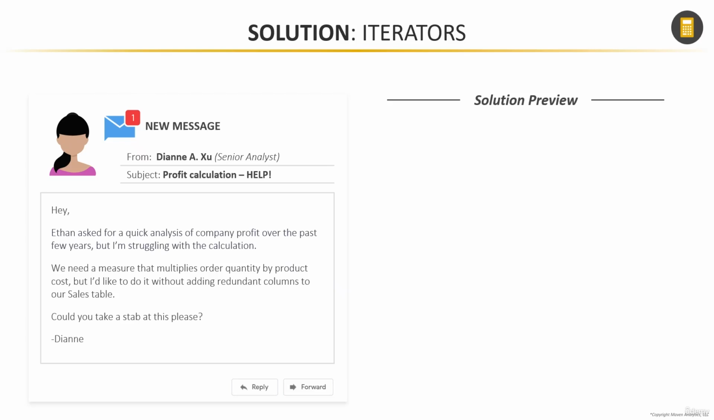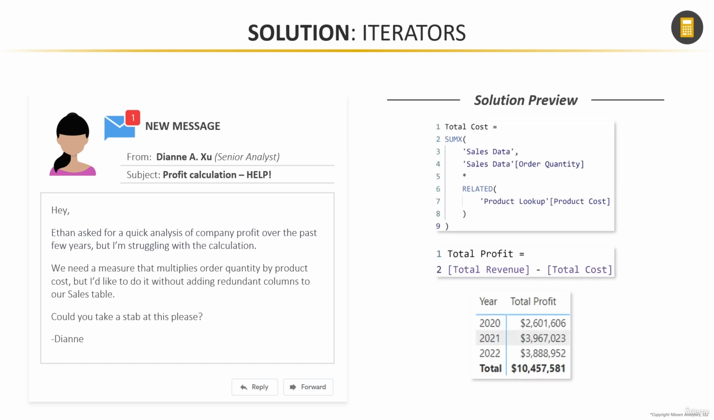All right, so we've got the solution walkthrough for our iterators assignment. And again, just as a reminder, Diane had reached out asking for some help with some different profit calculations. So we're going to walk through our 3 key objectives in a moment here in Power BI. But here's a preview of what the solution should look like.